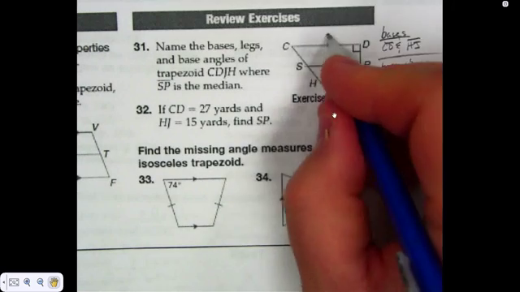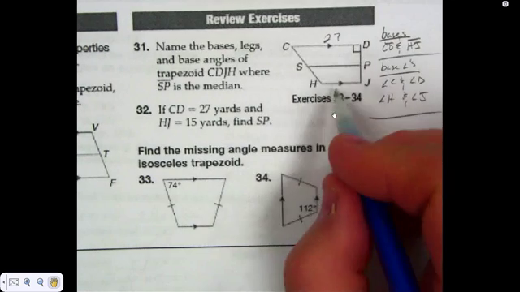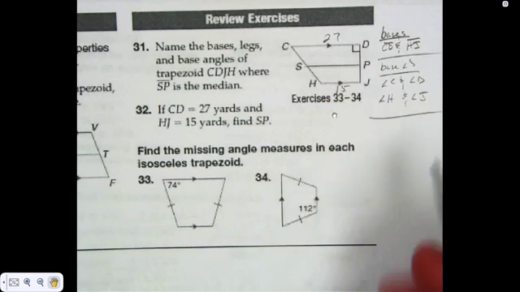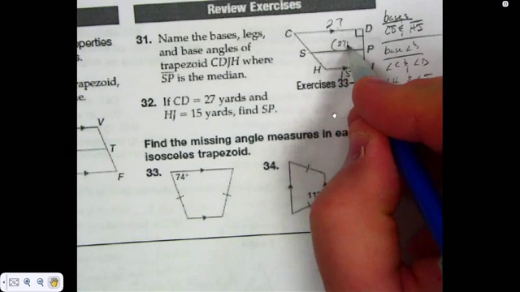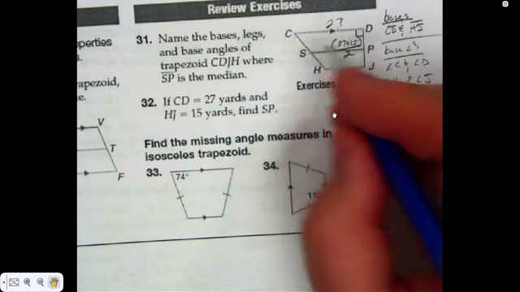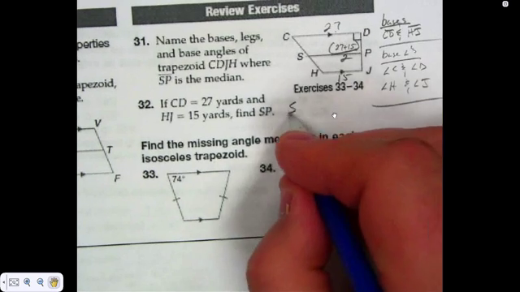If CD is 27, HJ is 15, find SP. How do you find it? Add the bases, 27 plus 15, and then divide by what? 2. So SP would be what? 21.